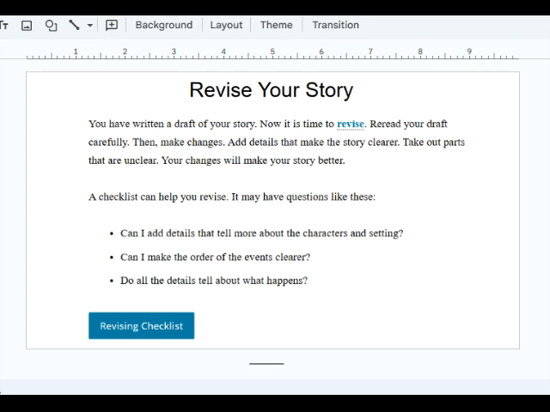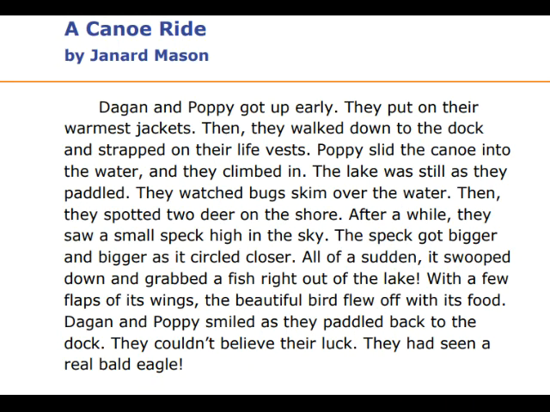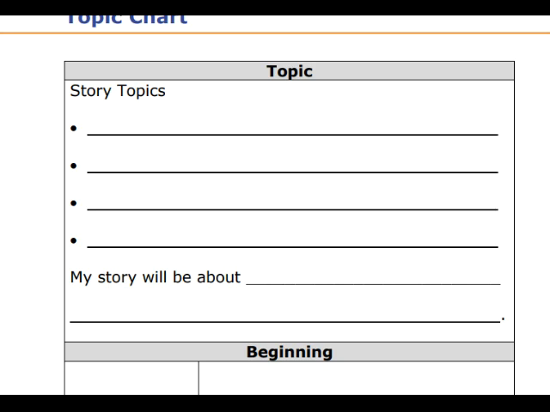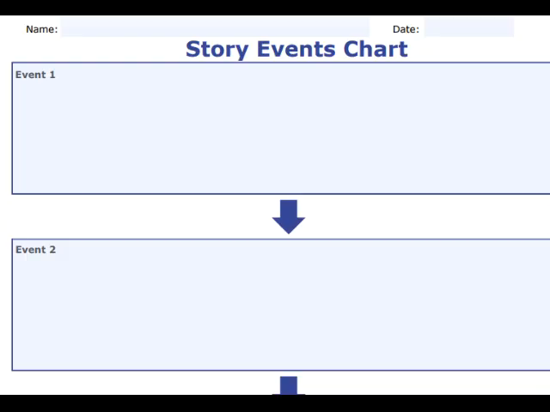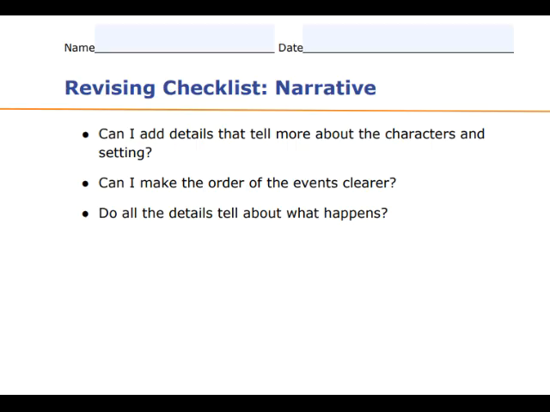A checklist can help you revise. It may have questions like these. Can I add details that tell more about the characters and setting? Can I make the order of events clearer? And do all the details tell about what happens? So you're going to take your first draft and you're going to look at this revising checklist. You can go back to Unit 8, Lesson 1 to find it. And I also have it linked below if you need to find it. All right, here's a canoe ride. Here's our topic chart, our story events chart, and here's our revising checklist.